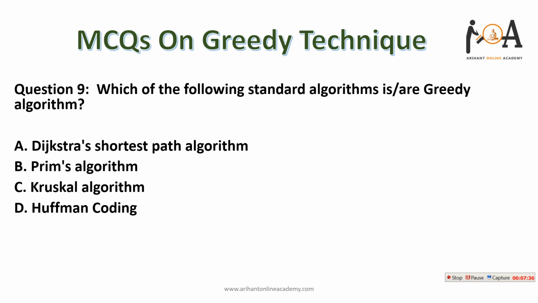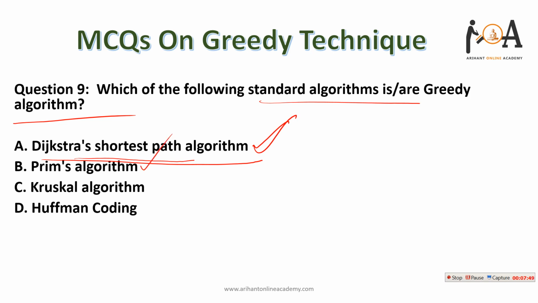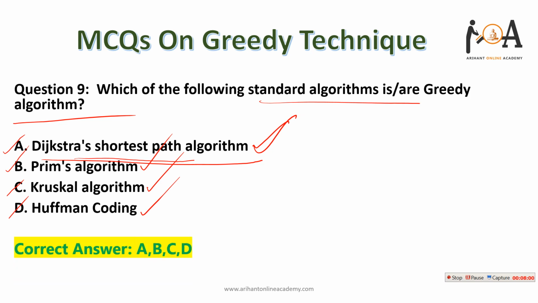The next one is, which of the following standard algorithms is a greedy algorithm? Dijkstra's shortest path problem is a greedy algorithm. Prim's algorithm is also a greedy algorithm. Kruskal's algorithm is also a greedy algorithm, and Huffman coding is also a greedy algorithm. So options A, B, C, D all are examples of greedy algorithms.